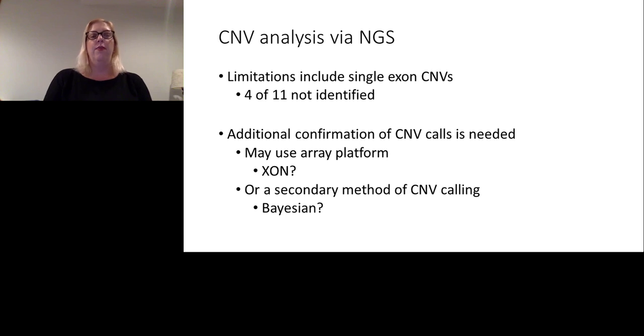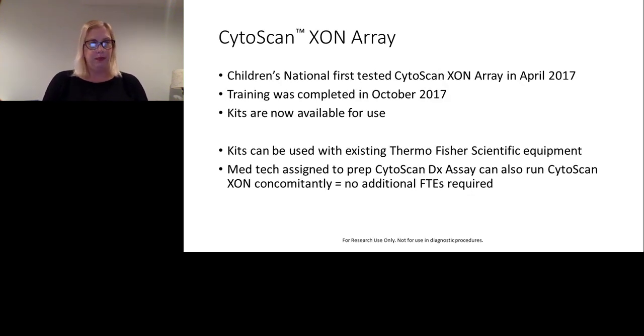And even if we were to have moved forward and called this a validated process, we realized that there was still a need for an additional confirmation of any CNV call that would be reported out. And so the question came up of, would we use an alternate platform, or would we use a secondary method of CNV calling, such as Bayesian analysis? Thankfully, as we were in this conundrum, CytoScan XON Array became available.